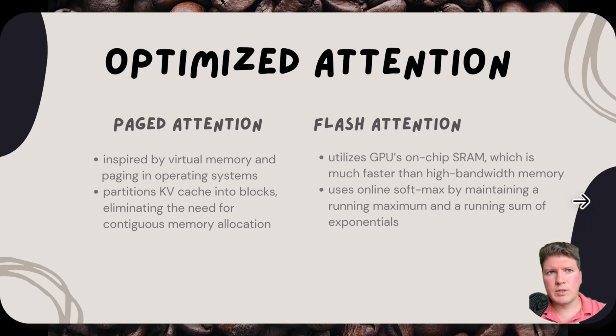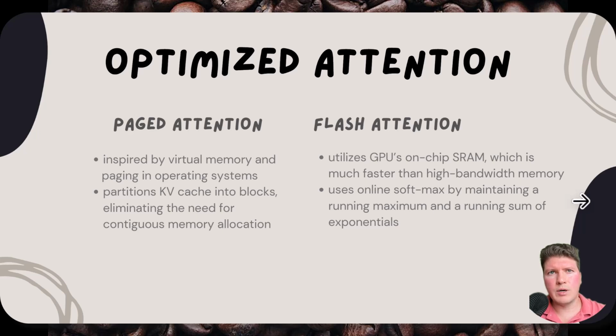Another popular option is flash attention. Flash attention divides input and output matrices into smaller blocks that can fit into the GPU's on-chip SRAM, which is much faster than high-bandwidth memory. This approach significantly reduces the frequency of data transfers between the GPU's main memory and its processing units.